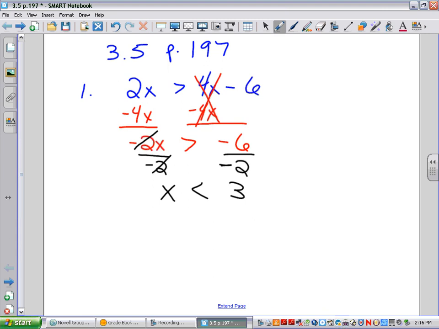So the directions we're going to say solve and graph. Make a quick graph. 0, there's 3. Open circle, less than, so it's to the left.